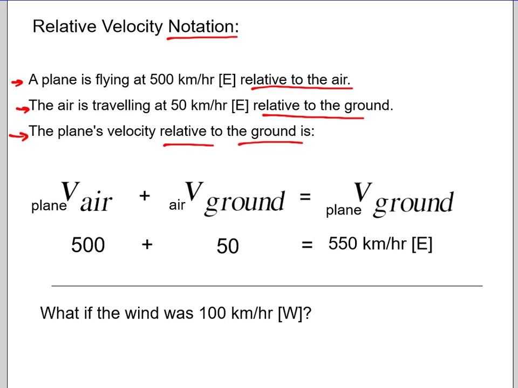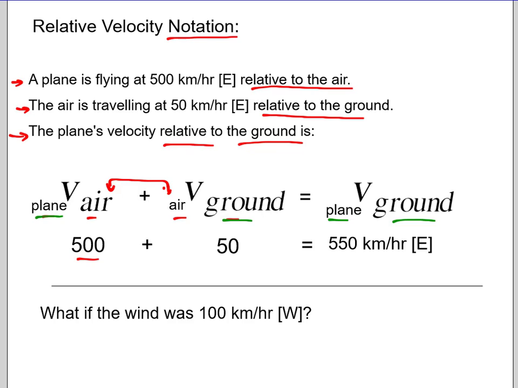So you'll notice velocity of plane in air is 500. Velocity of air to ground, 50. Notice how these two inside labels are both the same, and they need to be next to each other. So when we combine them, the outside, plane to ground, ends up being here. Okay, so we end up with 550 kilometers an hour as the speed of the plane relative to the ground.